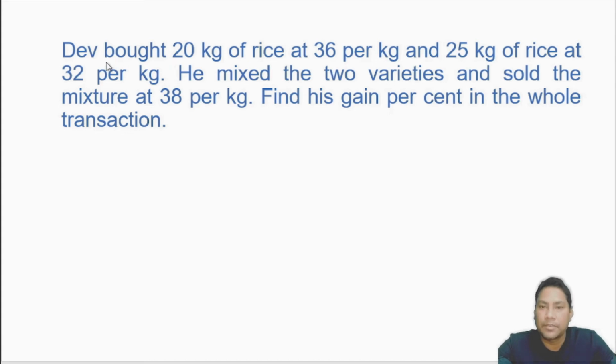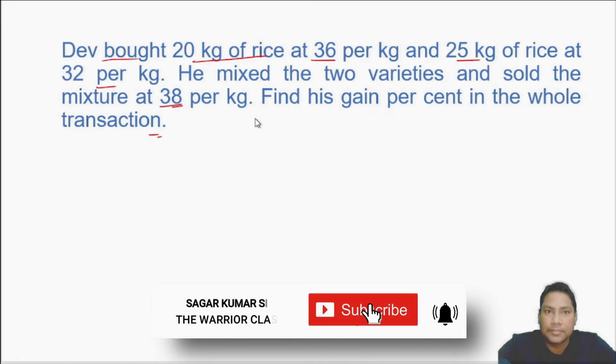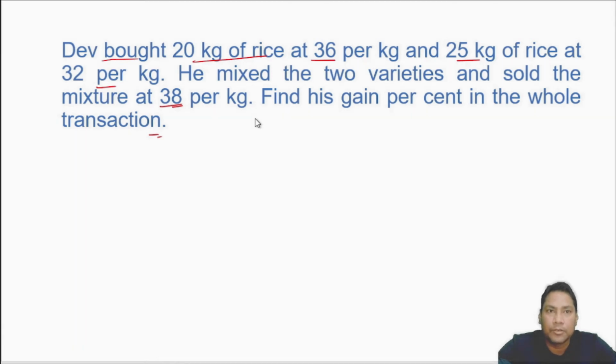In this question they have given: they bought 20 kg rice at 36 per kg and 25 kg rice at 32 per kg. He mixed the two varieties and sold the mixture at 38 per kg. Find the gain percent in all transactions. For solving this type of problem, we will first calculate the cost price of the first variety, and next the cost price of the second variety. After that, we will add both cost prices and get the whole cost price. After that, we will take out the selling price of the whole mixture.